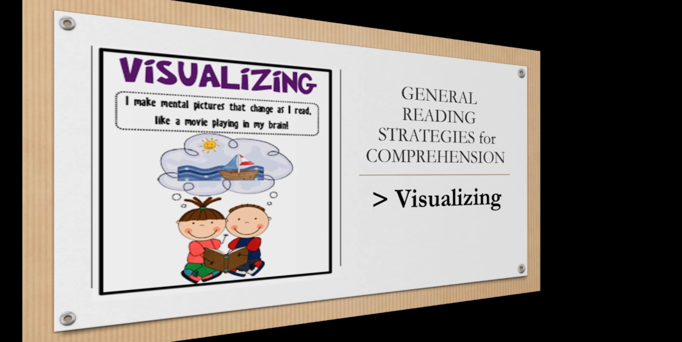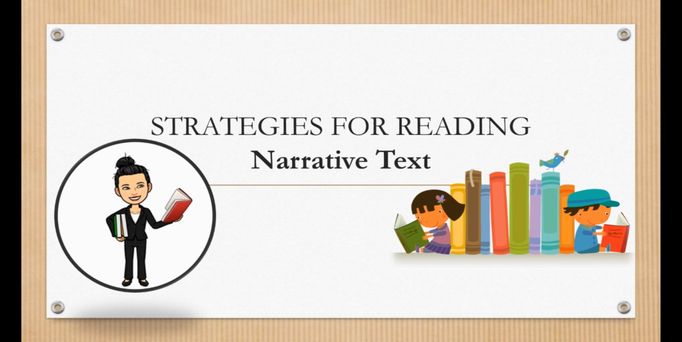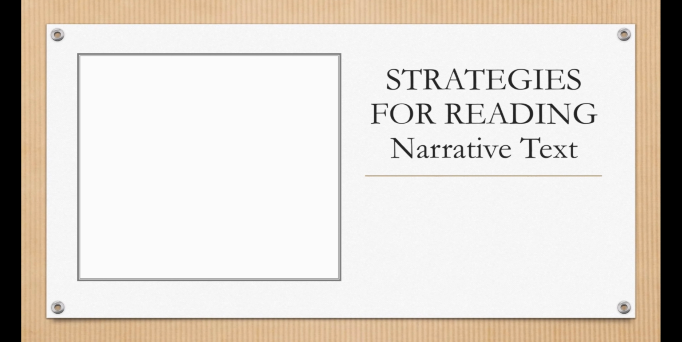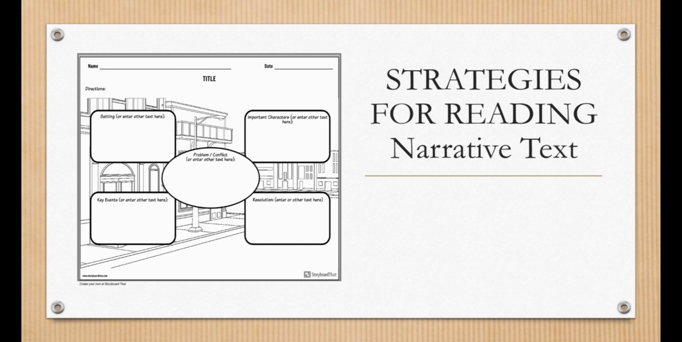Now here are some strategies for reading narrative texts. Narrative text tells a story, either a true or fictional story. There are a number of ways that the students can understand this kind of text. The first one is through story map.